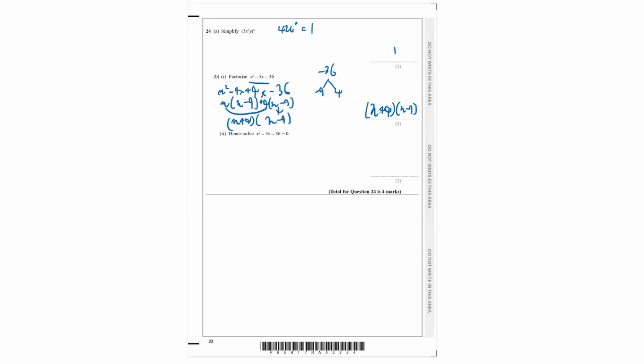So we simply equate each of these to 0. So we have x plus 4 is equal to 0. We bring this to the other side. X is equal to negative 4. We have x minus 9 is equal to 0. We bring this to the other side. X is equal to 9. So we can write here x is equal to negative 4. X is equal to 9.